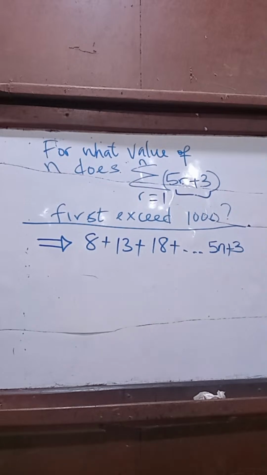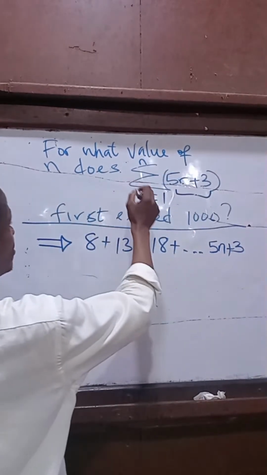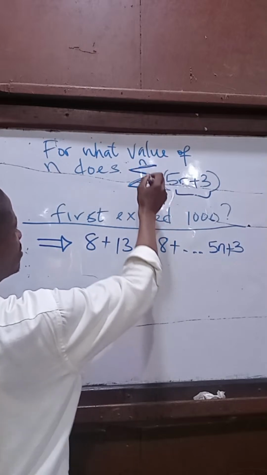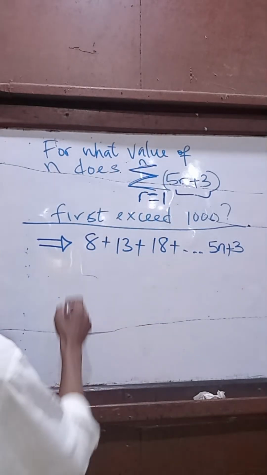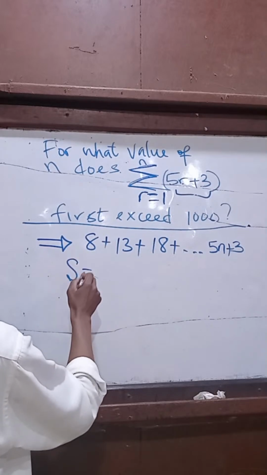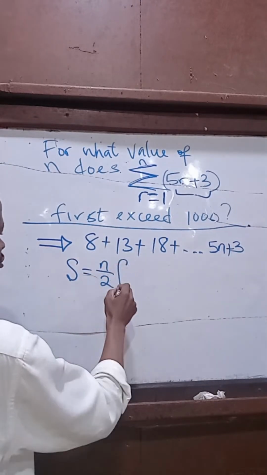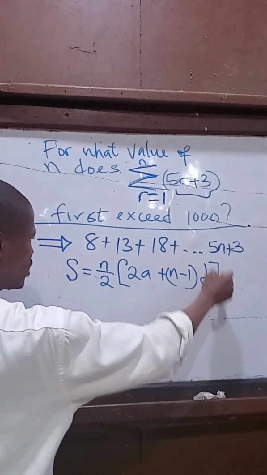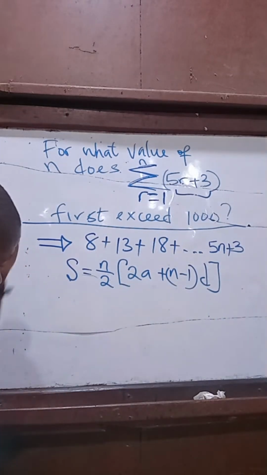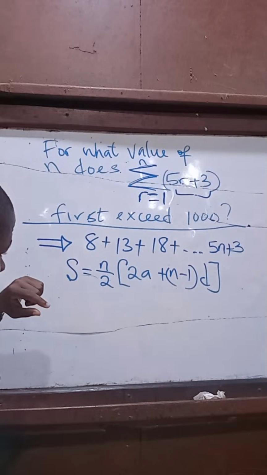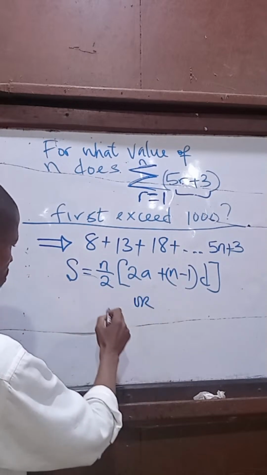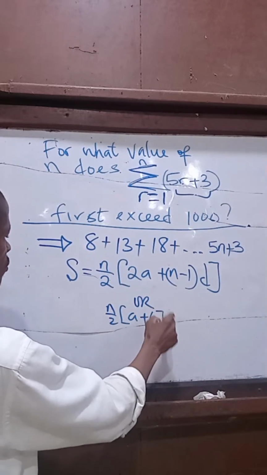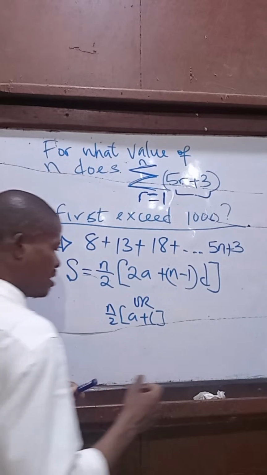And don't forget, you're told that the series starts at 1 and stops at n. So we don't know n. So the sum will be equal to what? This is the formula for the sum of a series. You can use this one. You can also use another one, n over 2 into brackets a plus l. The choice is ours.